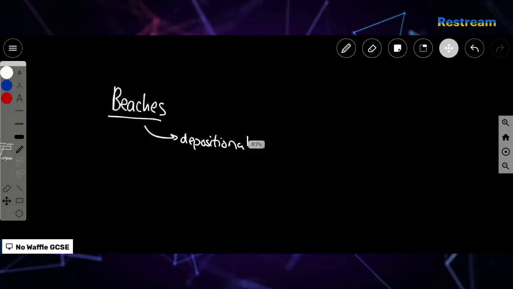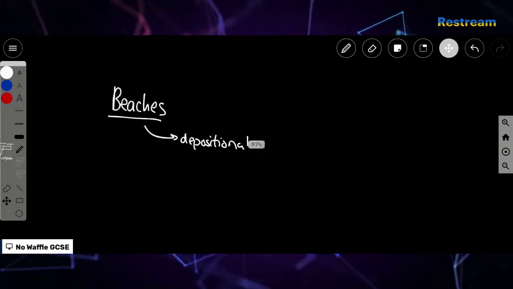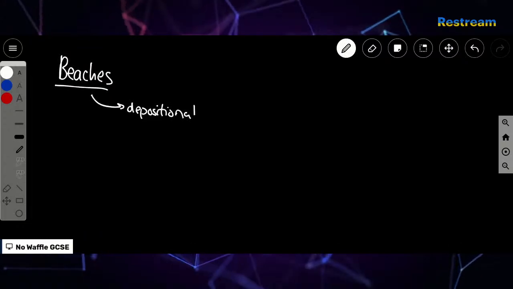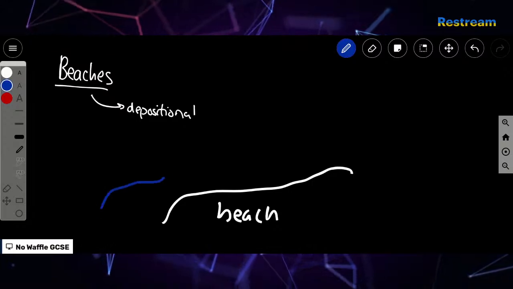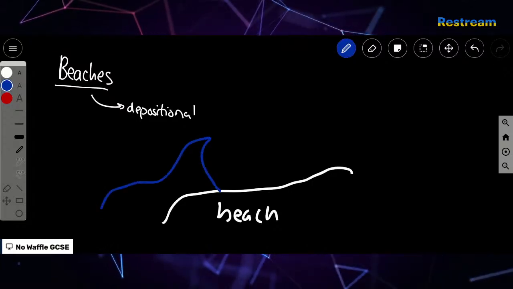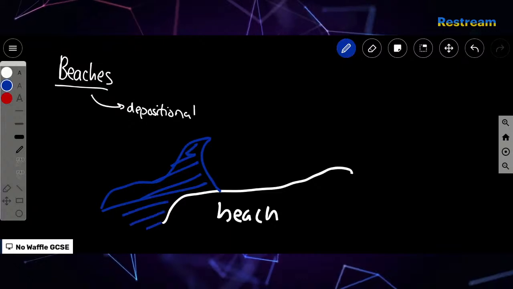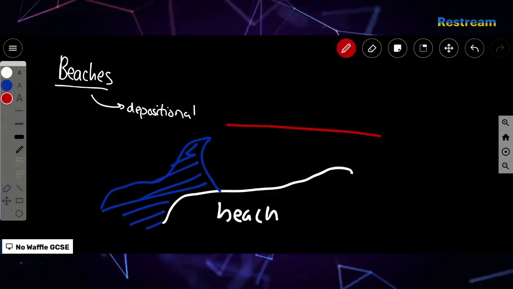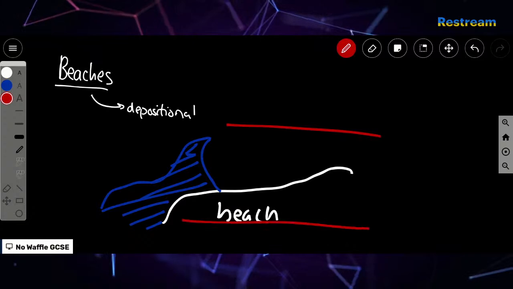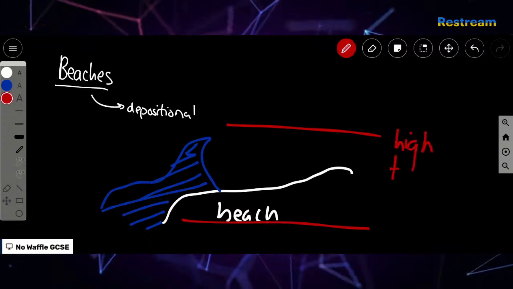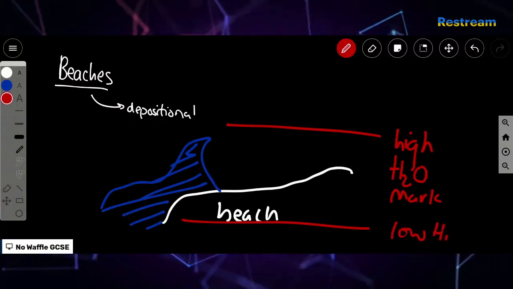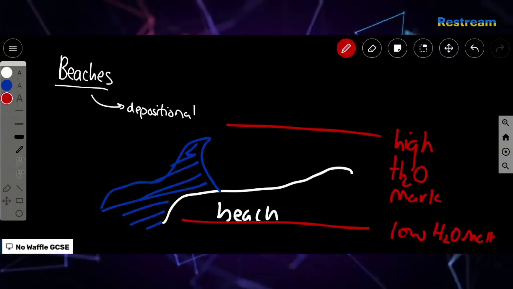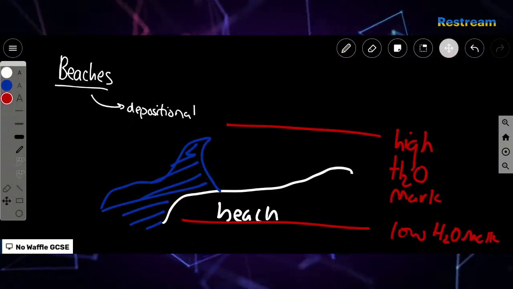So what we're saying here is that the beach, the water, so we're saying that beaches are formed between the high and the low watermark. Now, you don't need to necessarily know what that means, but it's a good piece of information when describing how do beaches form and where do beaches form.